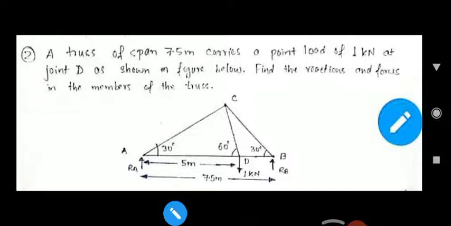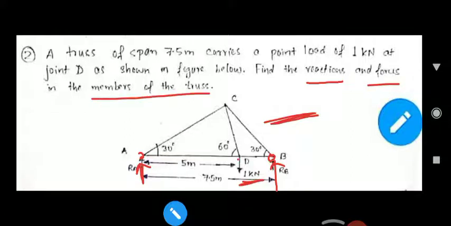taken from a book. So the question reads: a truss of a span 7.5 meters carries a point load of 1 kilonewton at joint D. So here is a truss, it carries a point load of 1 kilonewton at joint D, shown in the figure below. Find the reactions and forces in the members of the truss. So we have to find the reactions at joints, means at point A and point B, reactions RA and RB, and forces in the members of the truss.